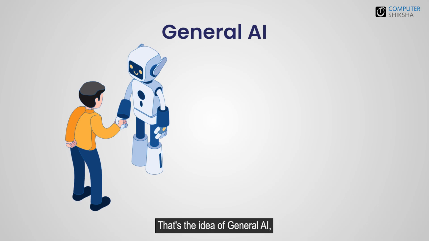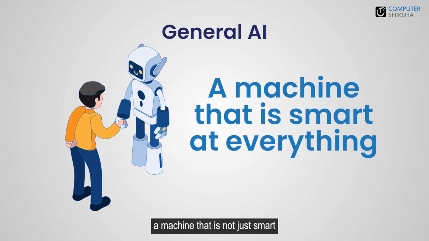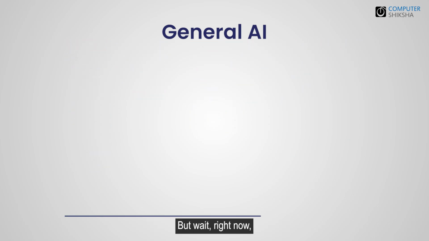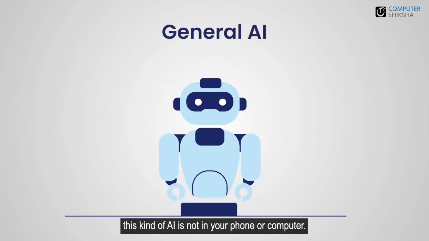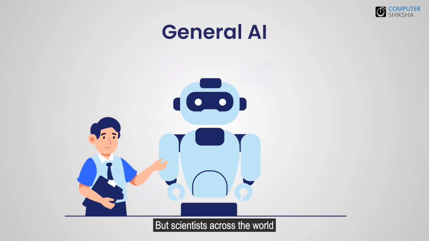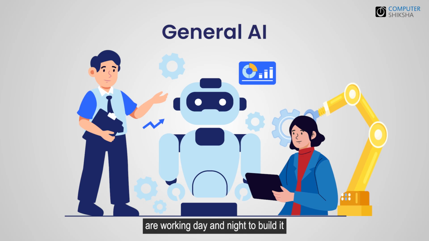That's the idea of general AI. A machine that is not just smart at one thing, but smart at everything. But wait, right now, this kind of AI is not in your phone or computer. But scientists across the world are working day and night to build it, step by step, piece by piece.